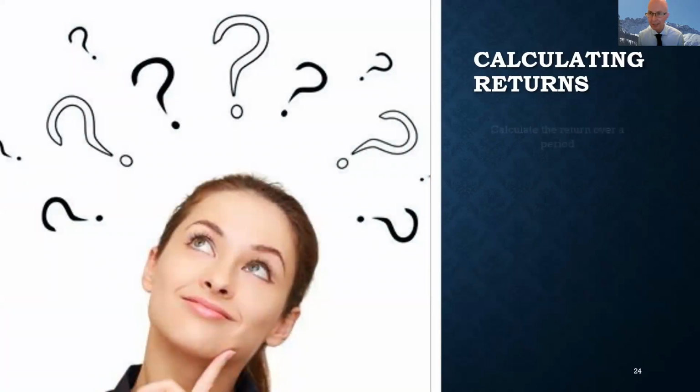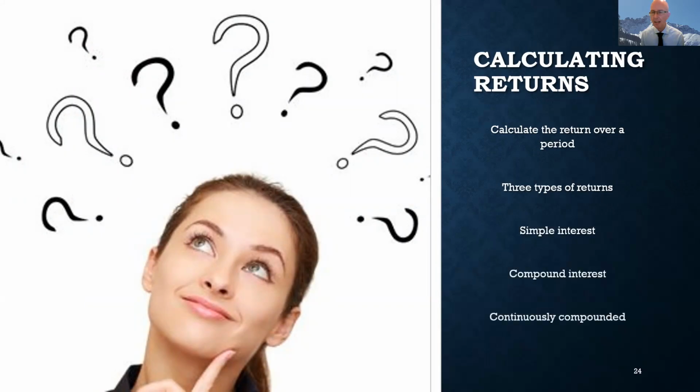Okay, so what have we learned? We learned how to calculate the return over a period. We've learned that there are three types of returns: simple interest, compound interest, and continuously compounded interest.